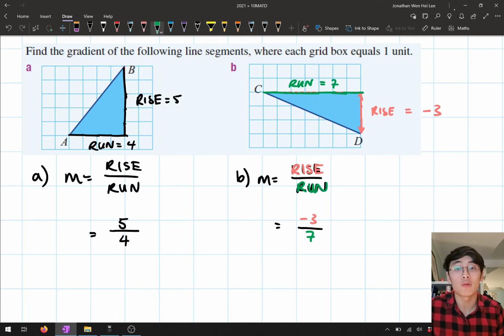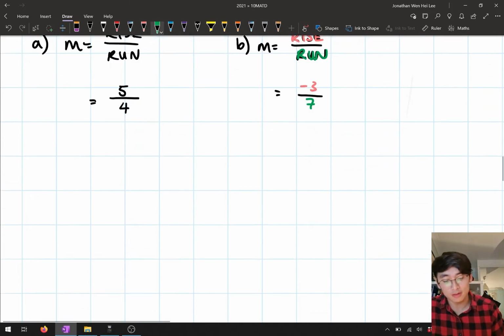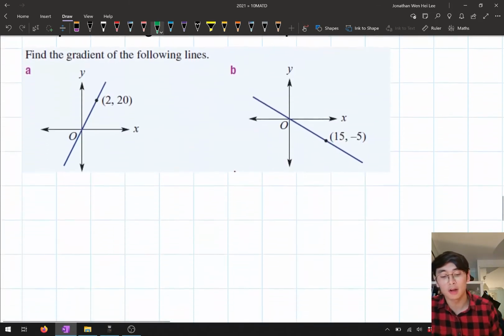And then we count up our run. So how many units do I have to go to get from my left coordinate to my right coordinate? And I read it across. So that's how we use this formula for gradient, to calculate the gradient. Let's have a look at another example, this time where we're actually looking at it from a graph.